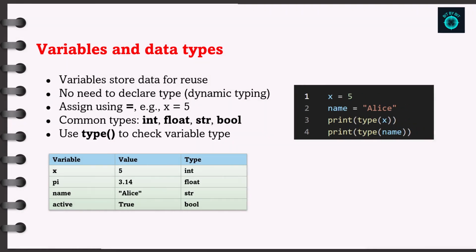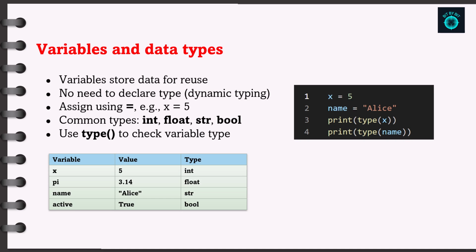Variables and data types. Variables in Python are containers used to store data, like numbers, text, or even more complex objects. You don't need to declare the type of a variable. Python uses dynamic typing, which means the type is assigned automatically based on the value. You create a variable using the equals sign, like x equals 5. This makes x an integer.